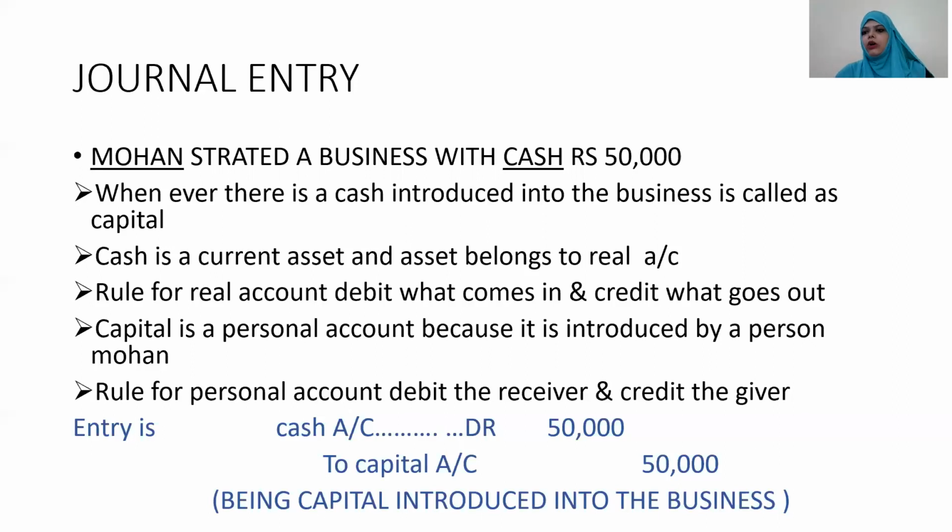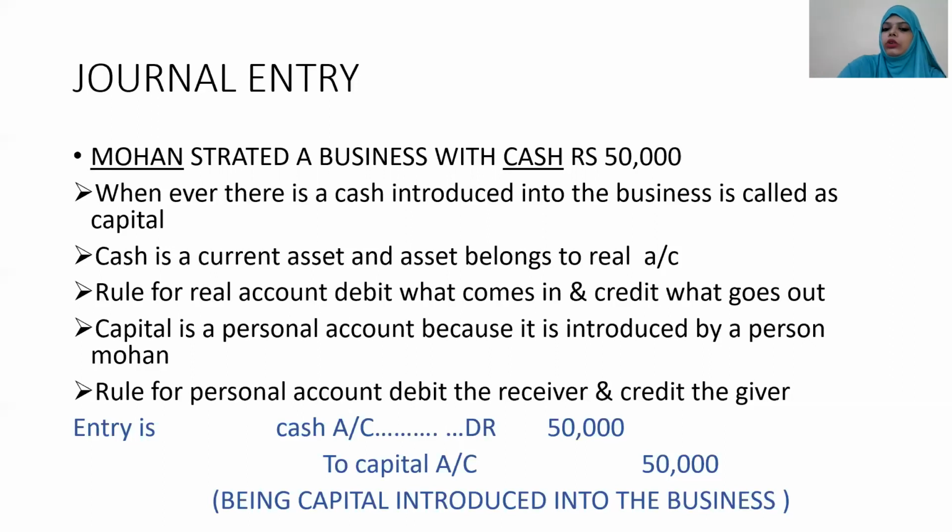In the brackets down, we write the narration. We should write the narration of every transaction. The narration is: being capital introduced into the business. Now you can see I have written cash account debited, then Dr. Dr is the short form of debited, debtor or debit.